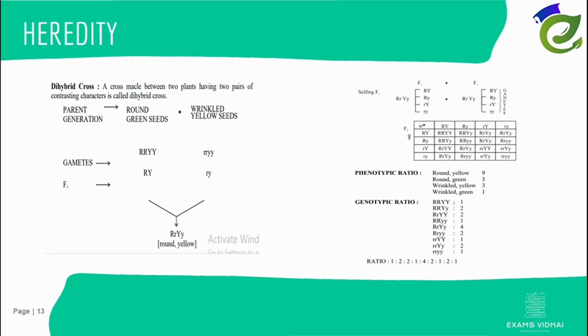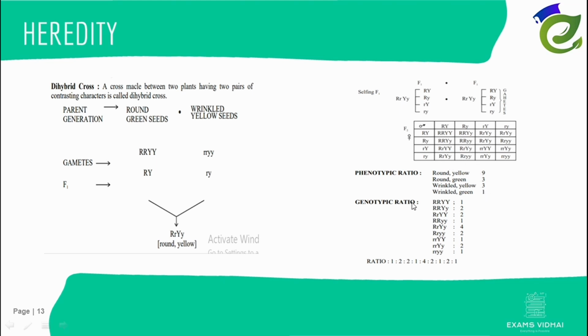So the important terms you need to remember are phenotypic ratio and genotypic ratio. Phenotypic means the thing which you can observe from outside, like round yellow, round green, wrinkled yellow. Such things can be observed from outside, hence they are called phenotypic ratio. So the phenotypic ratio for this dihybrid cross is 9 is to 3 is to 3 is to 1.